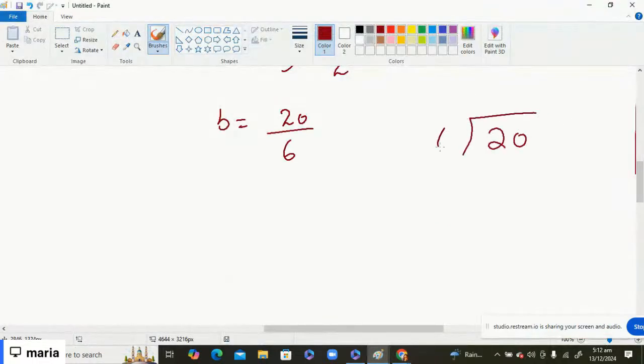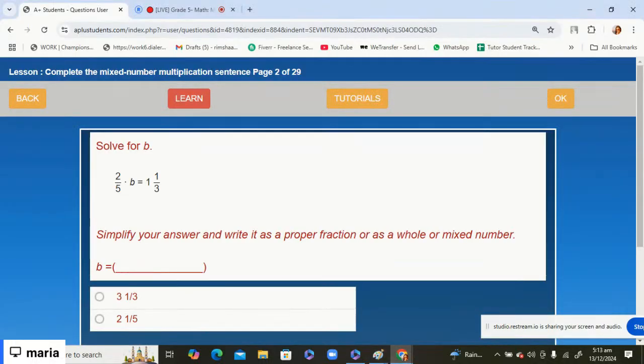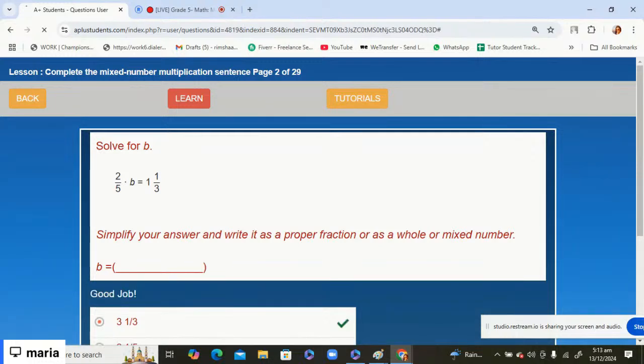20 over 6. 6 times 3 is 18. 2 is left. So 3 into 2 by 6. Okay. Now 3 into 2 times 1 is 2. 2 times 3 is 6. 1 by 3. So let's see the answer. 3 into 1 by 3. Yes, it's here. And that is the right answer.